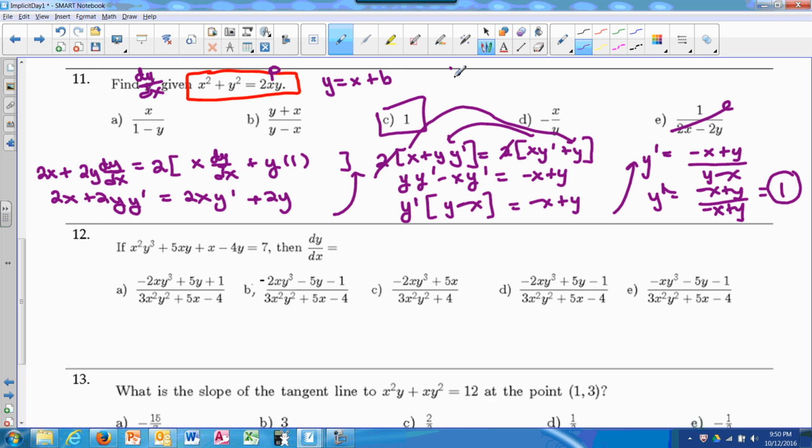In fact, if we were to subtract the 2xy, notice that this is really x minus y squared if I factor it. So it's pretty nice that y equals x. You're not really required to know that necessarily, that it would simplify out to that. Just be able to do the implicit differentiation. It's kind of interesting though.